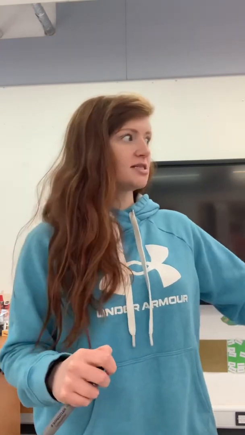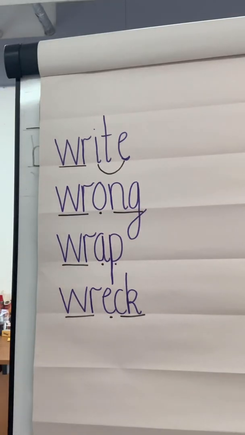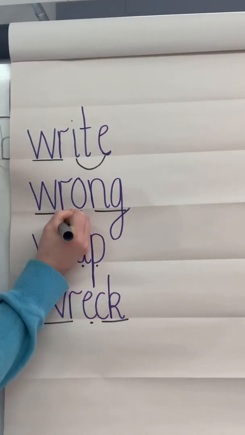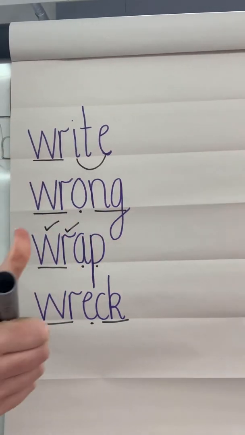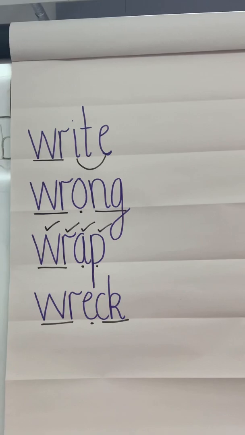Right, let's see whether you're right. Remember, you are correcting your work. So if you got it wrong, not an issue, just correct it. So you need to have W and R. If you got that, fantastic, well done. A and P, wrap. Well done if you got that right, guys.